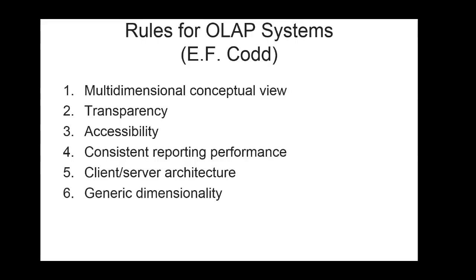Accessibility: users should perceive data as a single user view, even though the data may be physically located in several heterogeneous locations in different forms. Consistent reporting performance: retrieval performance shouldn't be degraded as the number of dimensions and the size of the data warehouse grow. Client-server architecture: the server component of OLAP software must be intelligent enough that a variety of clients can be connected with minimal effort. Generic dimensionality: every dimension must be equivalent in both its structure and operational capability.